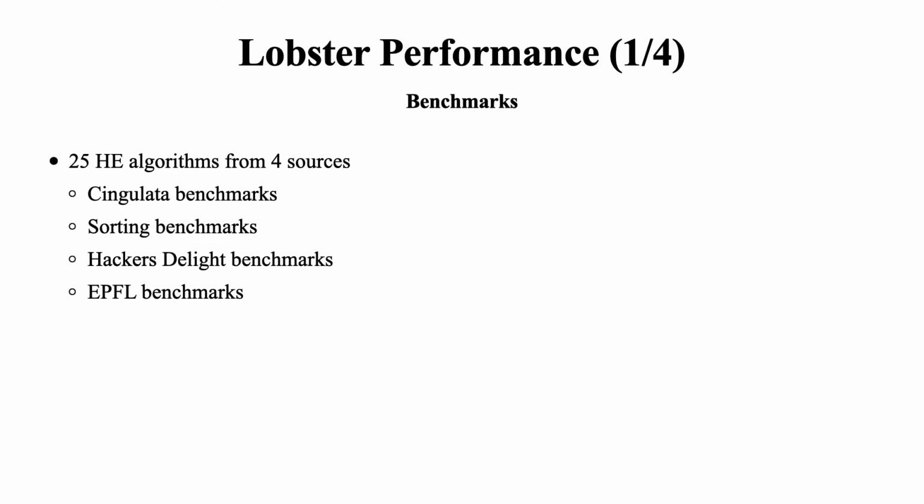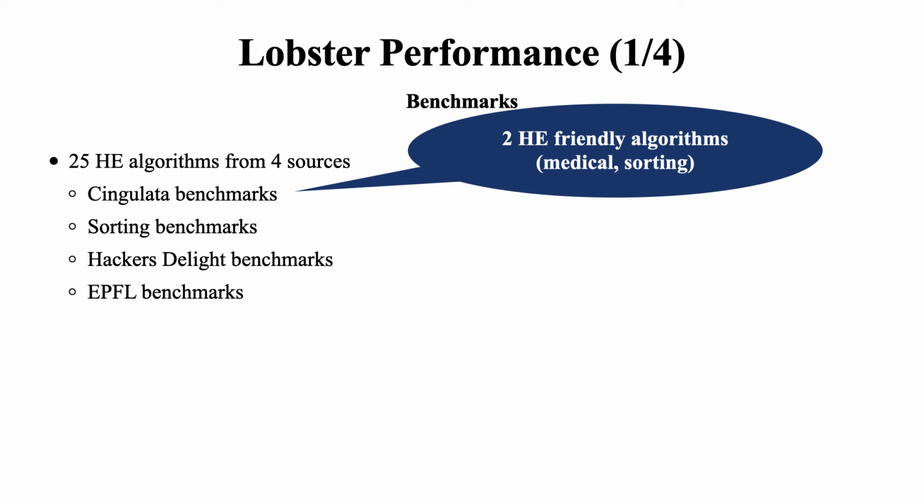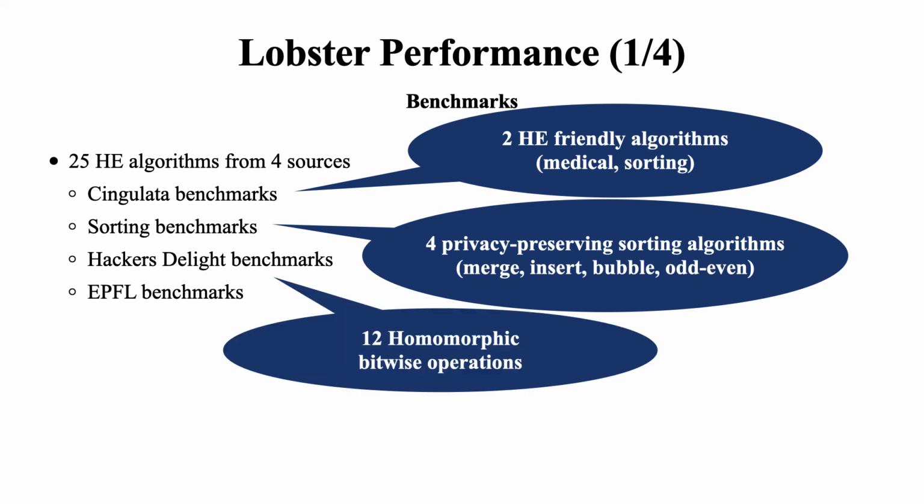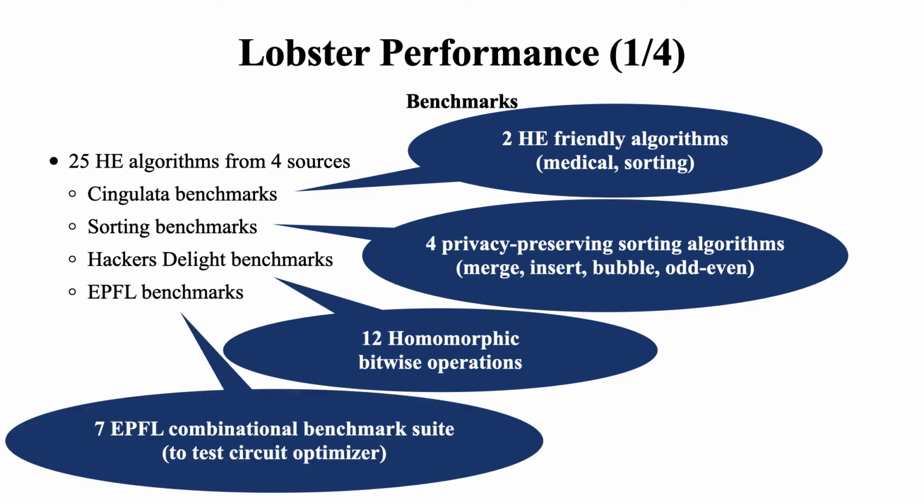Now, let me introduce the Lobster performance in a realistic setting. Our benchmarks comprise 25 HE algorithms from 4 sources. Singular is an open-source homomorphic compiler. It provides 2 HE-friendly algorithms that work for medical purpose and sorting. Sorting benchmarks comprise 4 privacy-preserving sorting algorithms. Hacker's Delight benchmarks comprise 12 homomorphic bitwise operations adapted from Hacker's Delight, which is a collection of bit-twiddling hacks. EPFL benchmarks comprise 7 algorithms designed to test the ability of circuit optimizers.